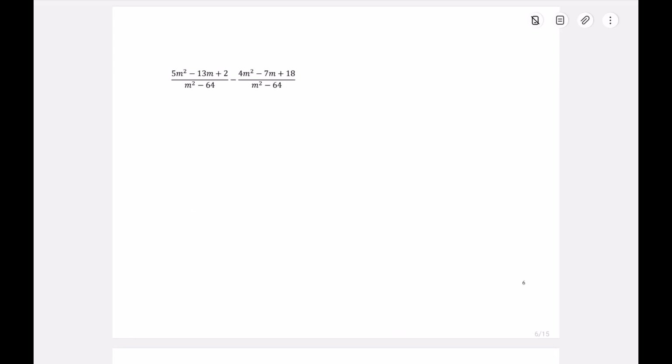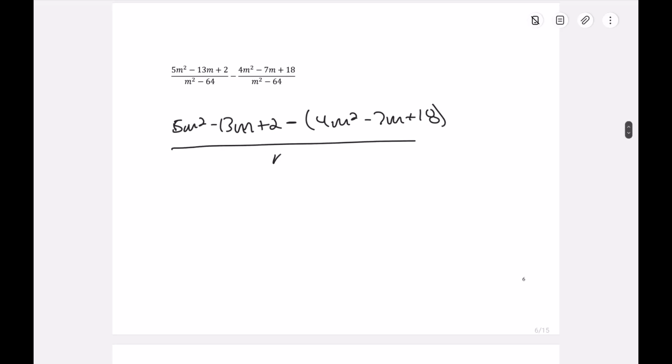So first we're given these rational expressions and we need to subtract them. First I would put them all over one bar, so 5m squared minus 13m plus 2 minus, in parentheses, 4m squared minus 7m minus 18, or excuse me, plus 18, all over m squared minus 64. First, we have to distribute our negative to every term in the parentheses.